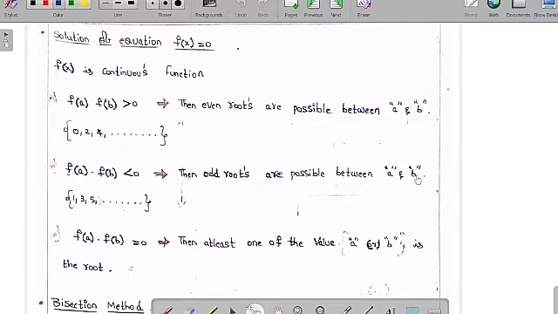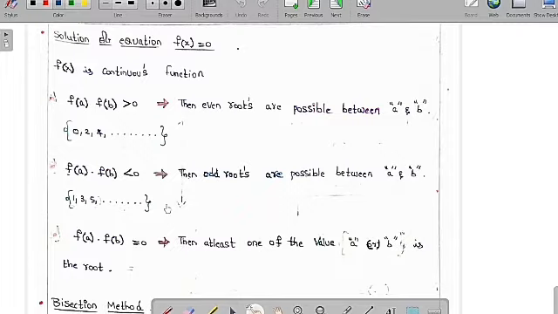Between a and b, an odd number of roots are going to occur, which means it can be either 1, 3, 5 and so on. Therefore, if f of a into f of b is greater than 0, it indicates that an even number of roots are going to occur between a and b, like 0, 2, 4 and so on. If f of a into f of b is less than 0, the number of roots between a and b is always an odd number. It can be either 1, 3, 5 and so on.